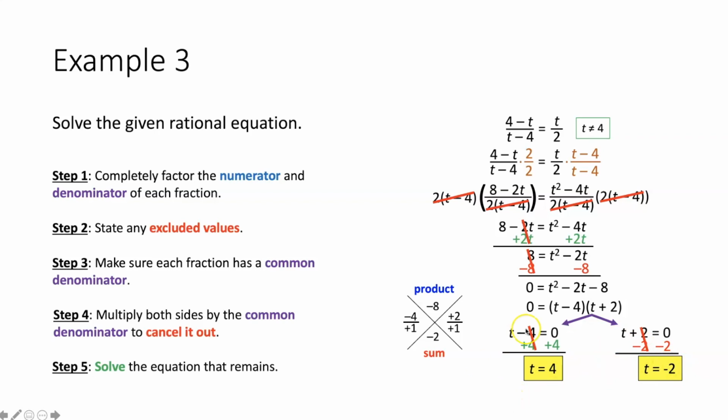So I have two solutions to this problem. Now, I need to make sure that neither of these solutions are included in my excluded value. So I look at the beginning of the problem, and I see that t cannot equal 4. Oh, that is one of my solutions. So this cannot be a solution to our problem. So we only have one solution. t is equal to negative 2.